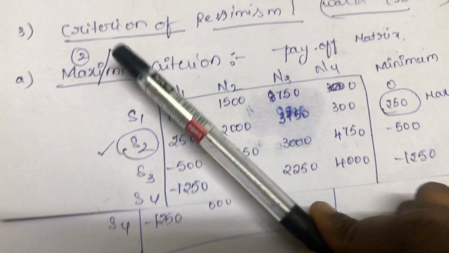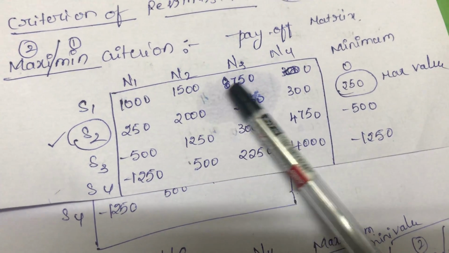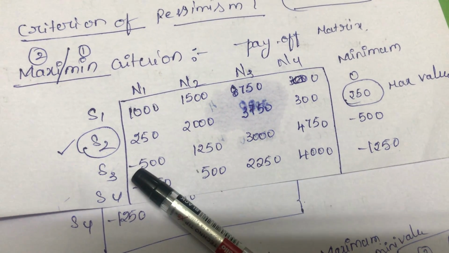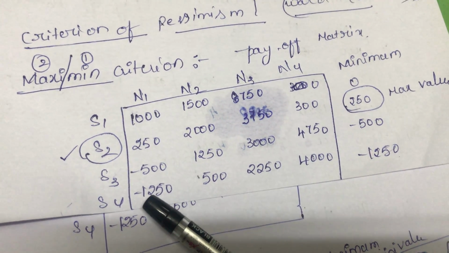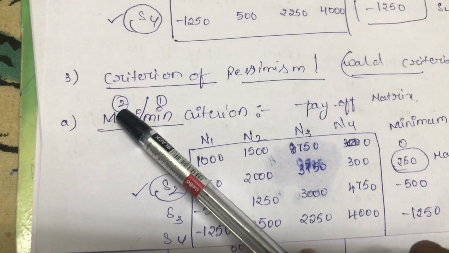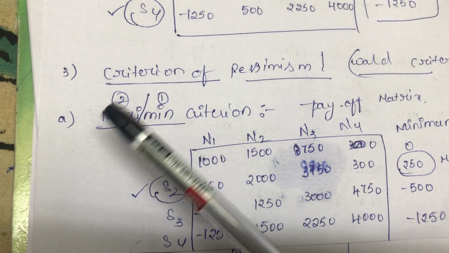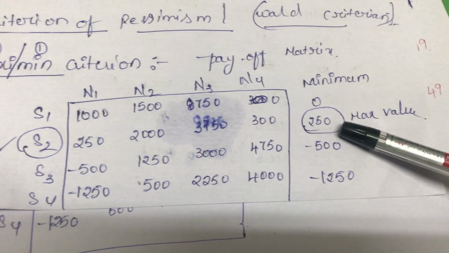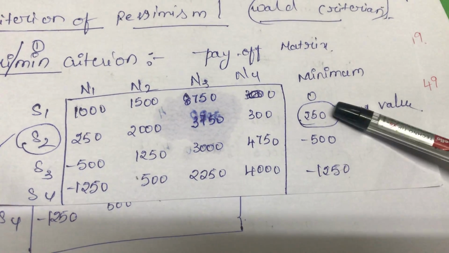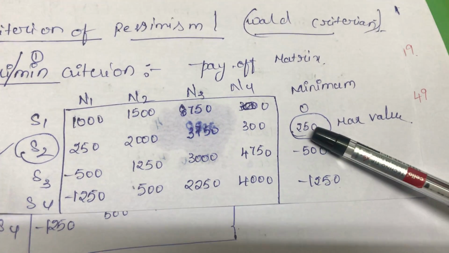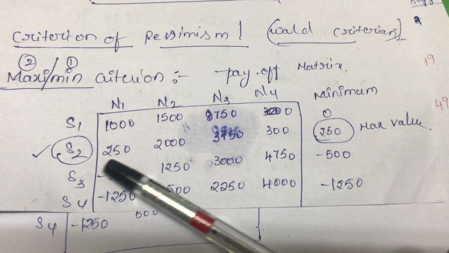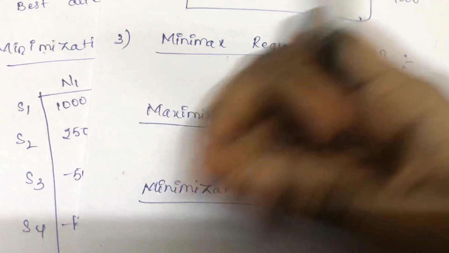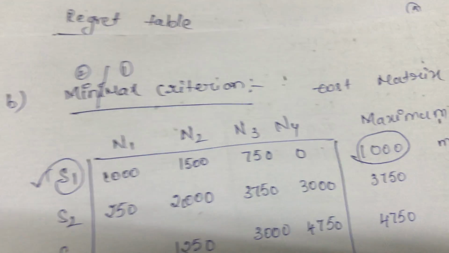We have to find the minimum value from each and every row. From the first row it is 0, from the second row it is 250, from the third row minus 500, and the fourth row minus 1250. After finding the minimum values, next we go to step 2, called maximum. From those minimum values, the maximum value is 250. So S2 is the best strategy or best plan.